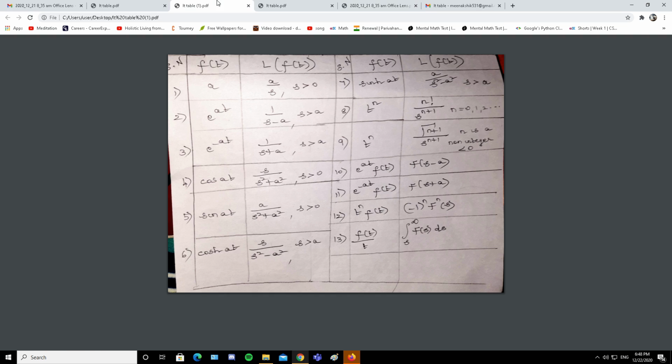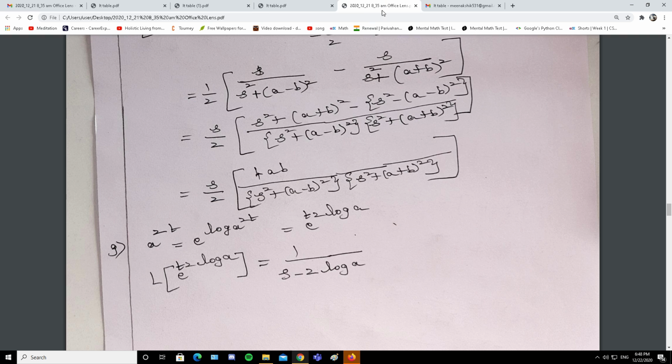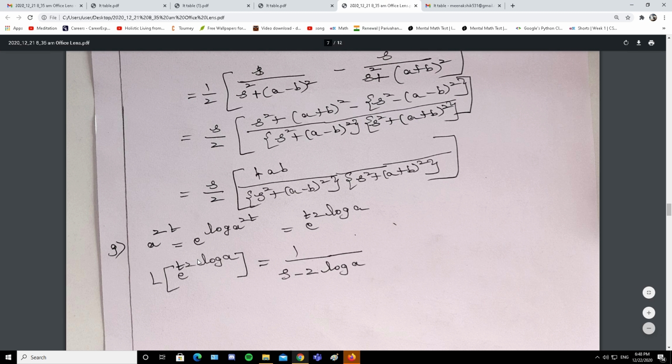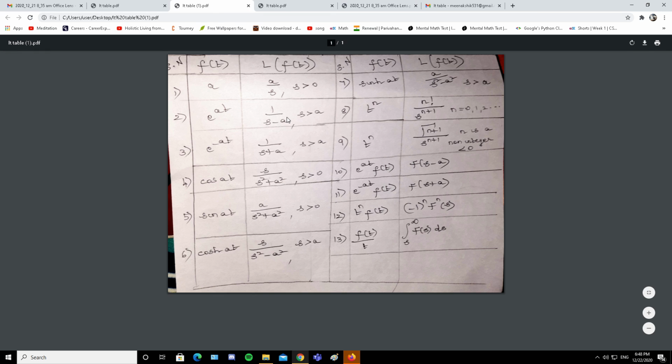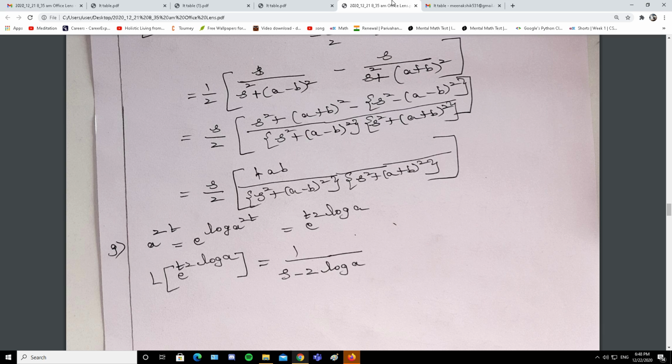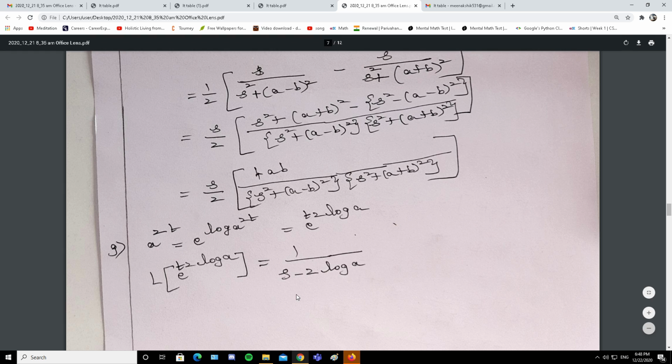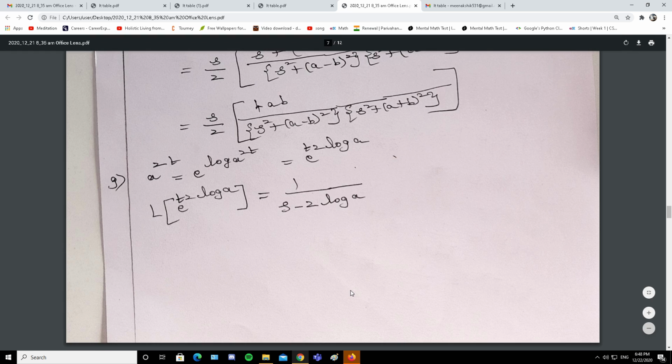So what is Laplace of e power at? 1 by s minus a. So Laplace of e power t into 2 log a is 1 by s minus 2 log a. So what is Laplace of e power at? 1 by s minus a, where a is a constant. So what is the constant here? 2 log a. So 1 by s minus 2 log a.